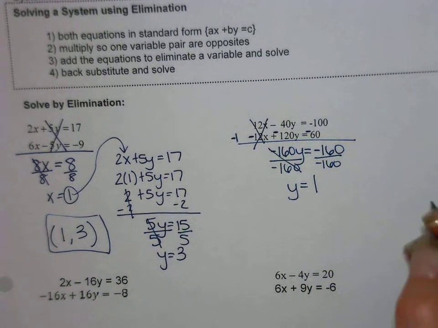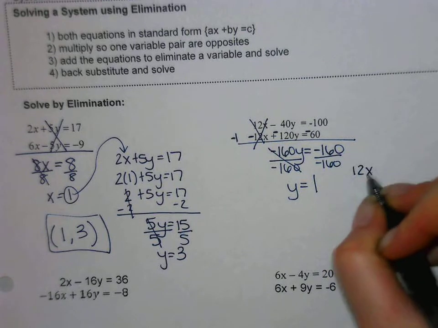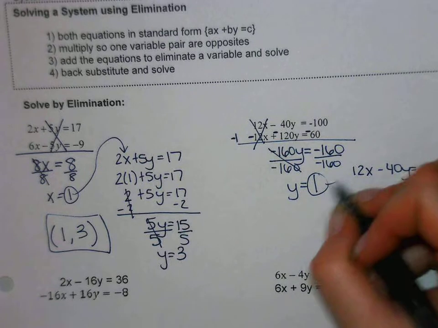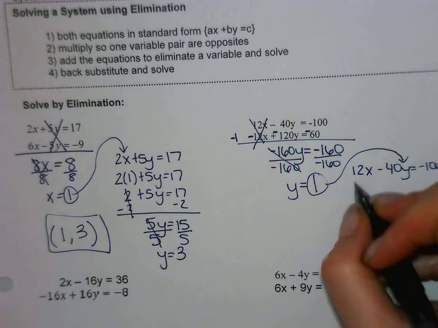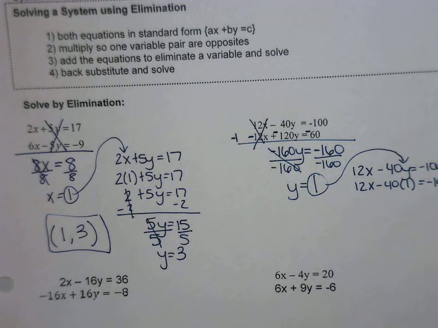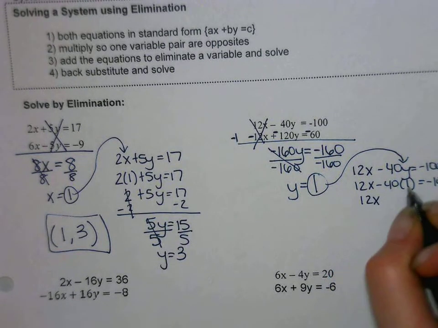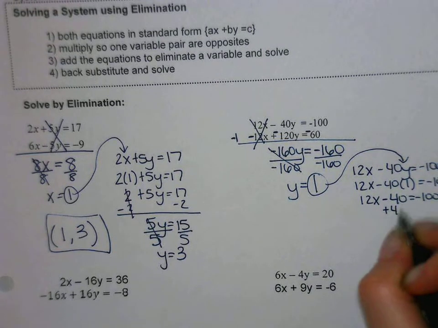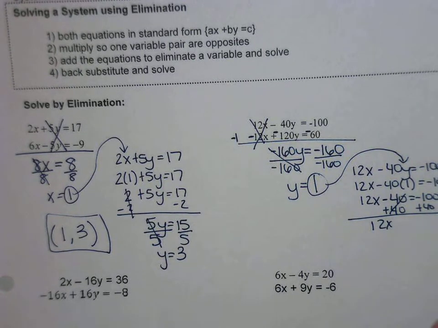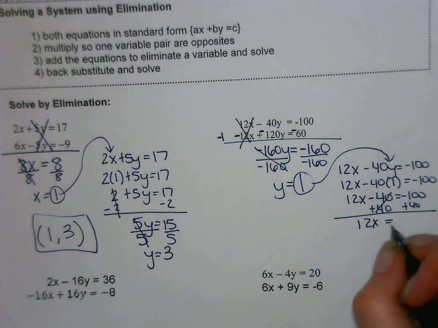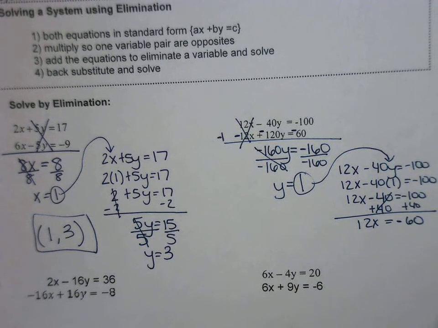So from here, I'm going to use my top equation to substitute in what y equals to solve for x. So y is 1. So I have 12x minus 40 times 1 equals negative 100. Negative 40 times 1 is a negative 40. Add 40 to both sides. 12x, negative 40 plus 40 is 0. And negative 100 plus 40 is a negative 60.